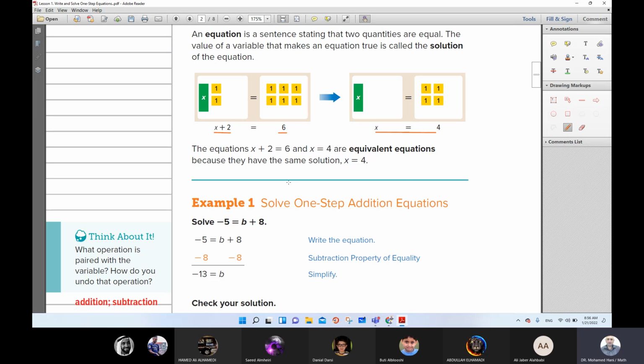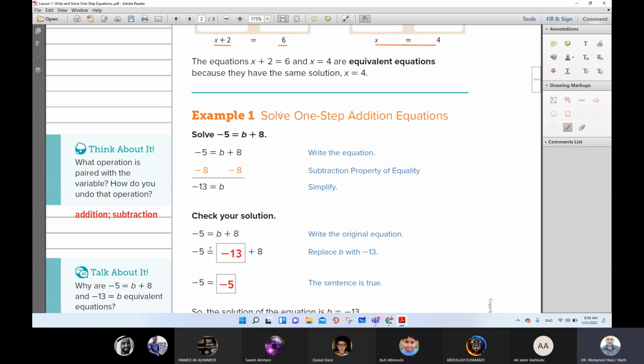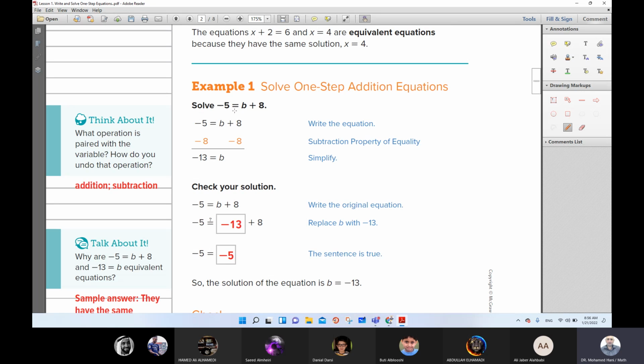For example, solve one-step addition equations. So we have negative 5 equals b plus 8. Always try to keep the variable alone on one side and remove any constant number from that side. So we want to remove 8. How to remove 8 from this side? We can subtract the same number from the two sides. We can subtract 8 here and we can subtract 8 here. 8 minus 8 will be 0.